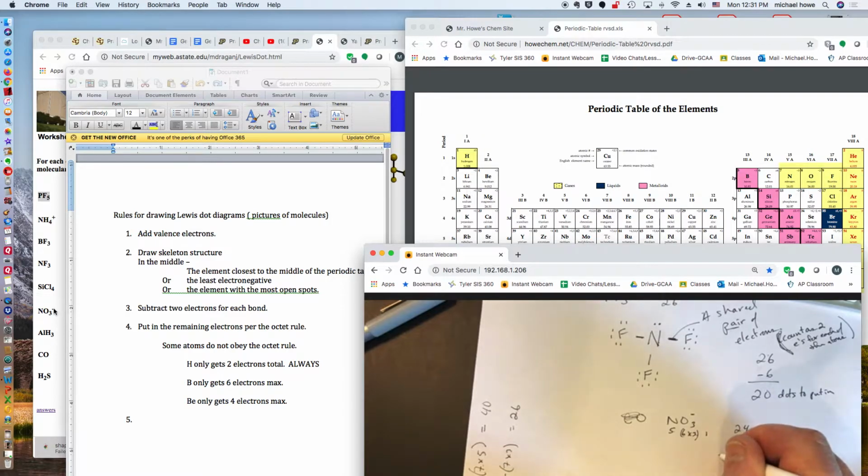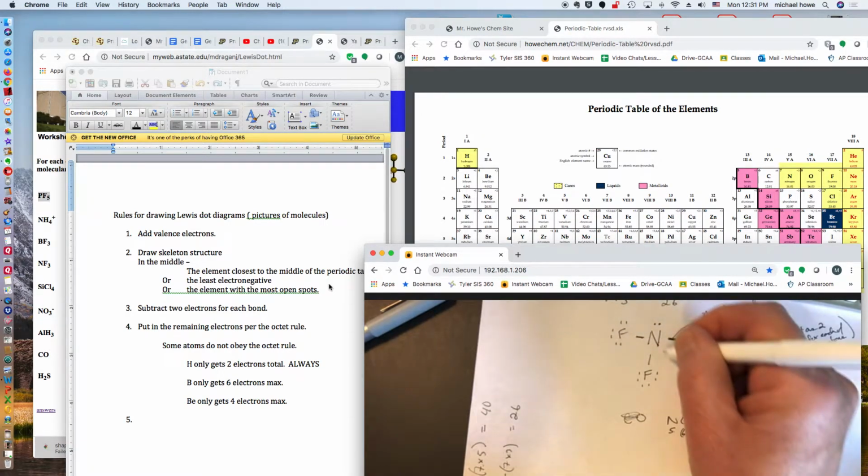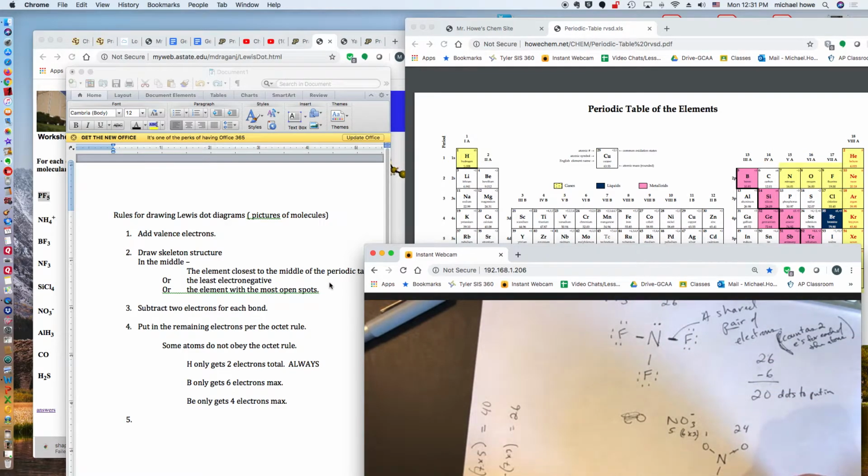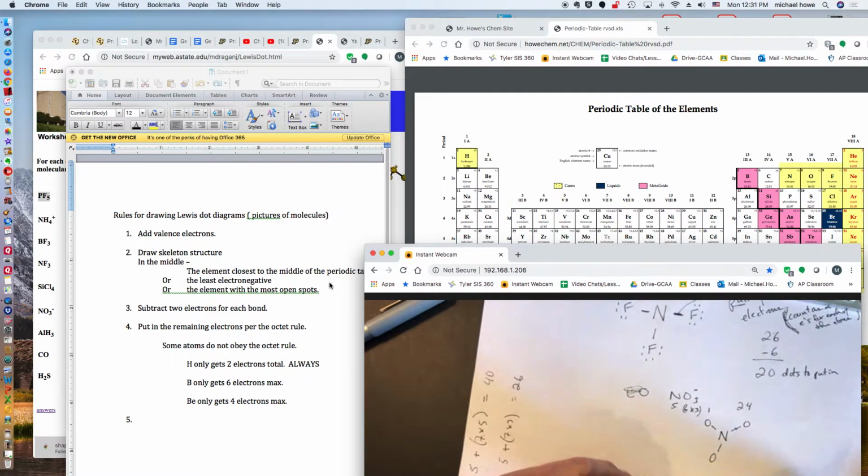So then you draw your picture. You have the N in the middle because it's closest to the middle of the periodic table, it's the least electronegative, and it also has the most open spots. So N, O, O, O, like that. Notice I'm kind of drawing these electrons away from each other, this pair here, away from that pair, away from that pair. And I sort of did that up here too. The idea is that the electrons repel each other. They want to get as far away from each other as they can because they have a negative charge.